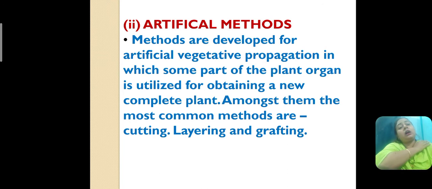So what are the artificial methods of vegetative propagation? The methods are developed for artificial vegetative propagation in which some part of the parent organ is utilized for obtaining the new complete plant. Amongst them, the most common methods are cutting, layering and grafting.